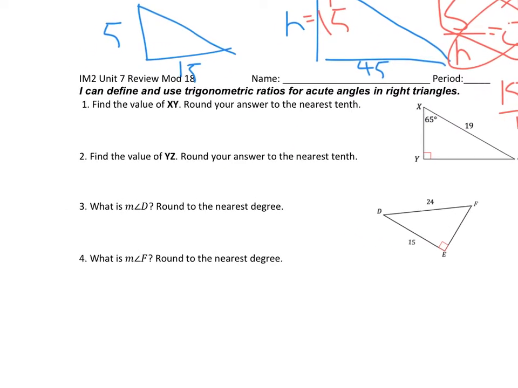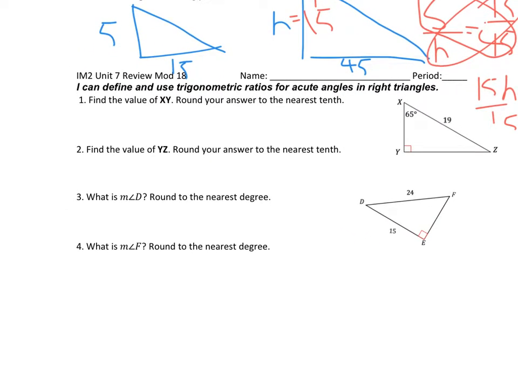All right, number 1, module 18 here. So find the value of x. So I'm going to call my x here, call it x. Now as we look at it, 65 is our known angle. So in relationship to 65, what is our x? Is it opposite, adjacent, or hypotenuse? Adjacent. It is our adjacent. And what is the 19? That's our hypotenuse. What trig function uses adjacent and hypotenuse?